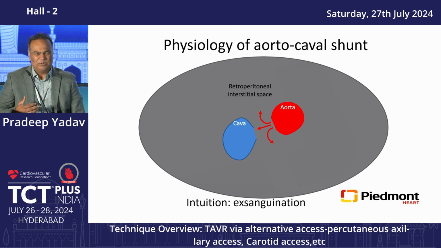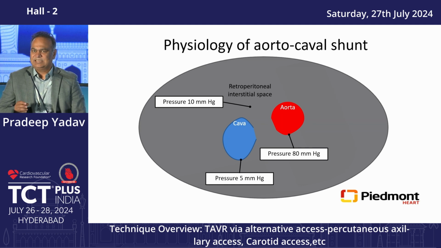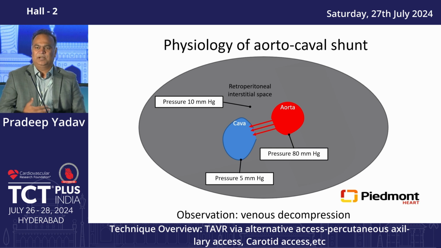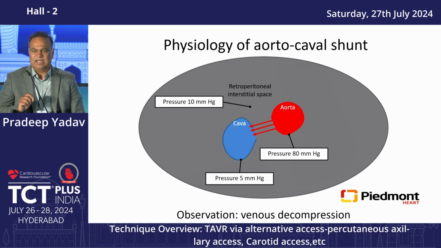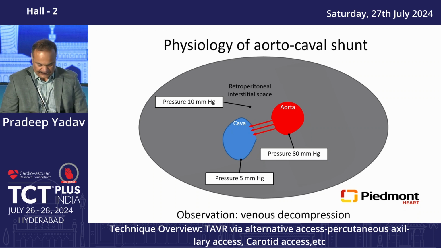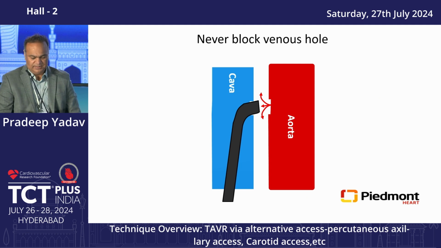So the intuition is, wait a minute, why are we not going to bleed? We're going to have an RP bleed if you puncture the aorta. And the fact is that the pressure in the RP space is higher than the IVC, right? So when you puncture the aorta, the blood's going to go from high pressure to the low pressure. And the lowest pressure is the IVC. So as long as your hole in the IVC is open, that blood from the aorta is going to go into the IVC. So never stent the IVC.